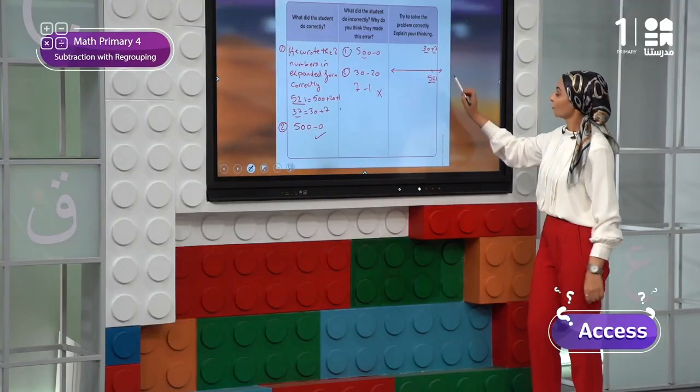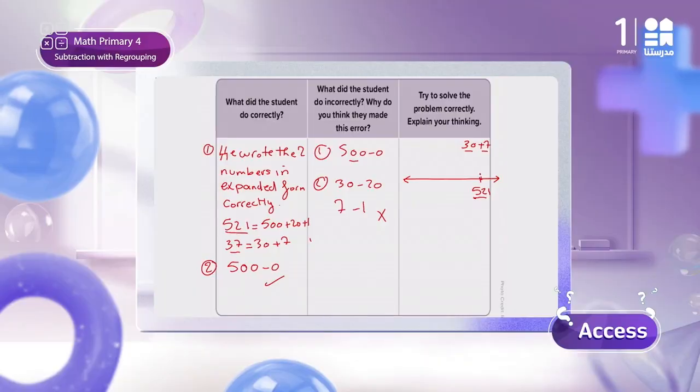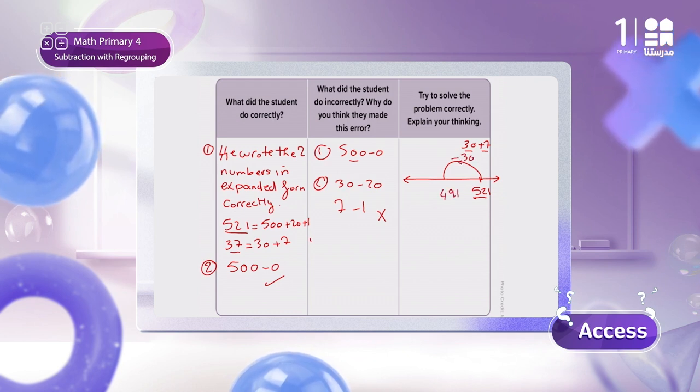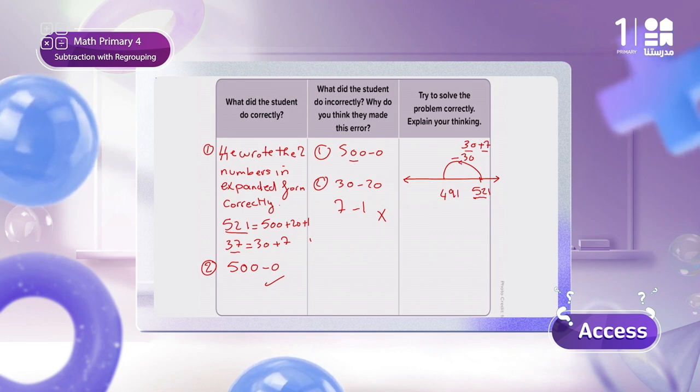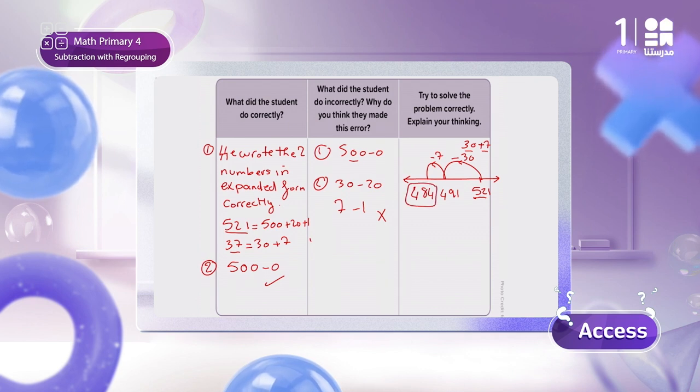So first of all 521 minus 30. 521 minus 30 gives me what? Yes, gives me 491. Then what should I do? I will subtract 7 from 491. So 491 minus 7 this way gives me what? Gives me 484. And this will be my right answer.